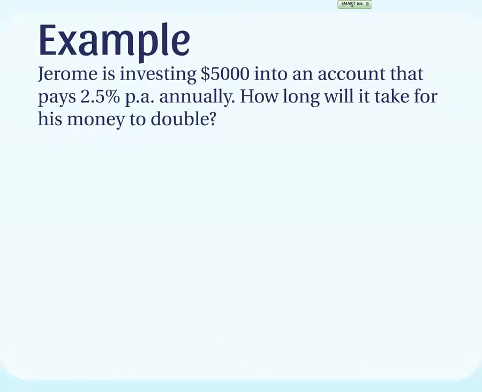So here is our example. I will write the formula up. The example is that Jerome is investing $5,000 into an account that pays 2.5% interest annually. How long will it take for his money to double? So I'm just going to write the formula down.